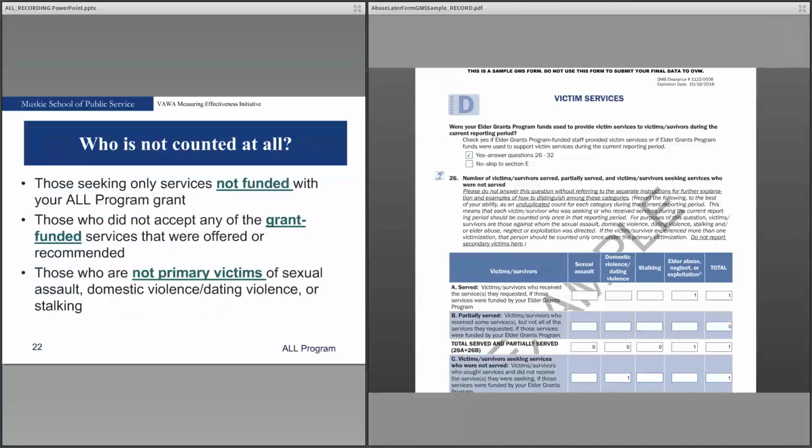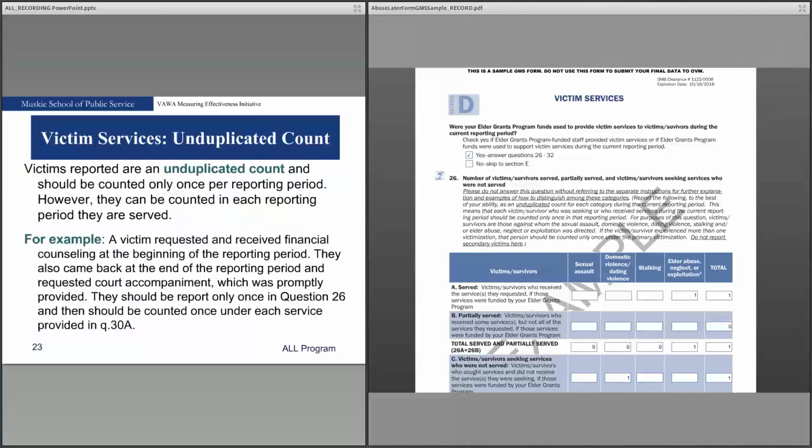A word on who is not counted at all. People seeking only services not funded with our ALL program grant would not be counted in the victim services section. People who did not accept any of the grant-funded services that were offered or recommended would not be counted in the victim services section. And any people who are not primary victims of sexual assault, domestic violence, dating violence, stalking, or elder abuse, neglect, and exploitation would not be counted in the victim services section.